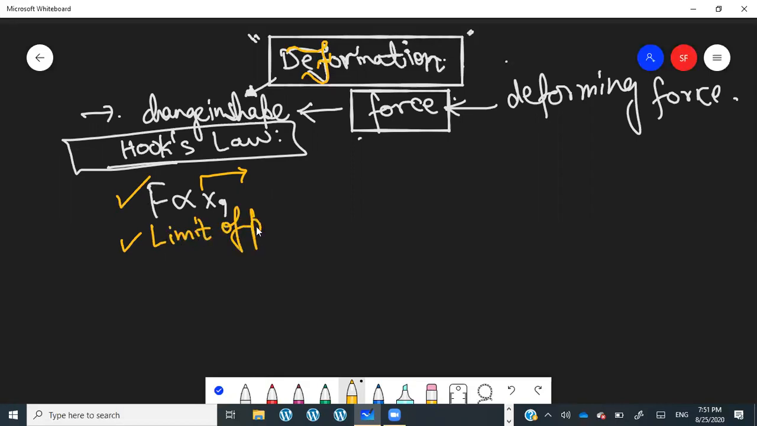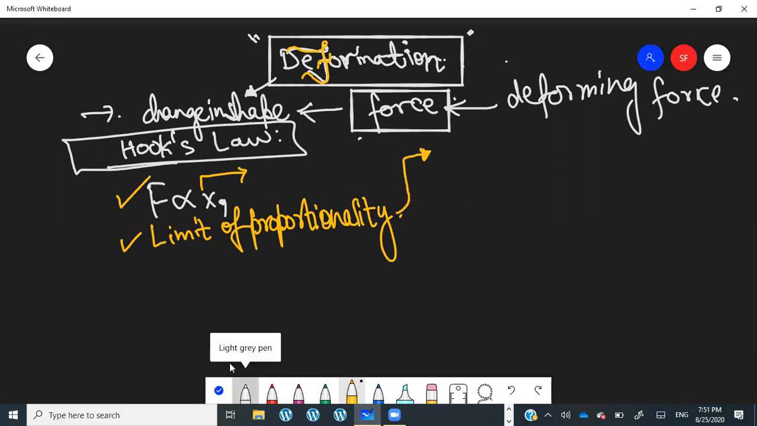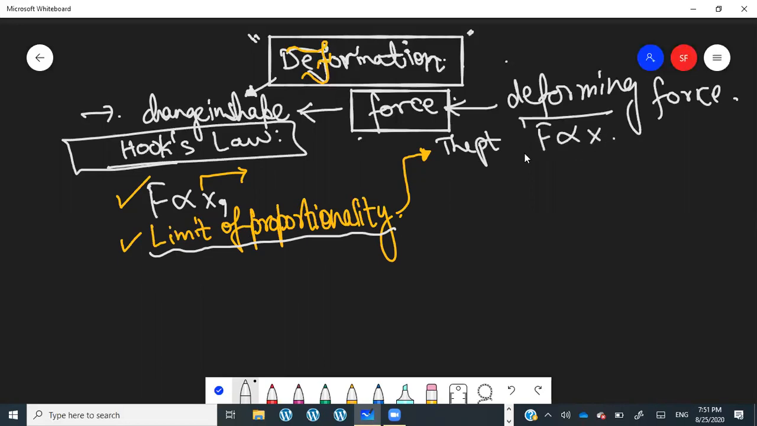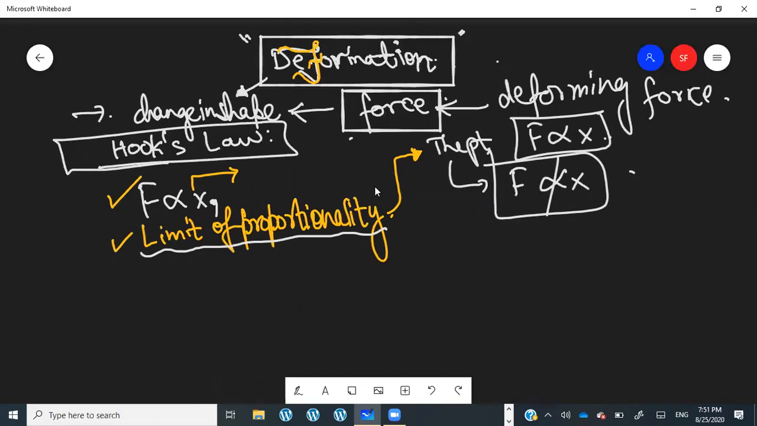Limit of proportionality. Okay, what is limit of proportionality, by the way? When force is proportional to extension up to a point. Okay, so it is actually a point. The limit, it is a limit, right? It is a point, the point till which the force remains proportional to the extension. Beyond it, the force does not remain proportional to the extension. Meaning beyond this point, Hooke's law does not apply.